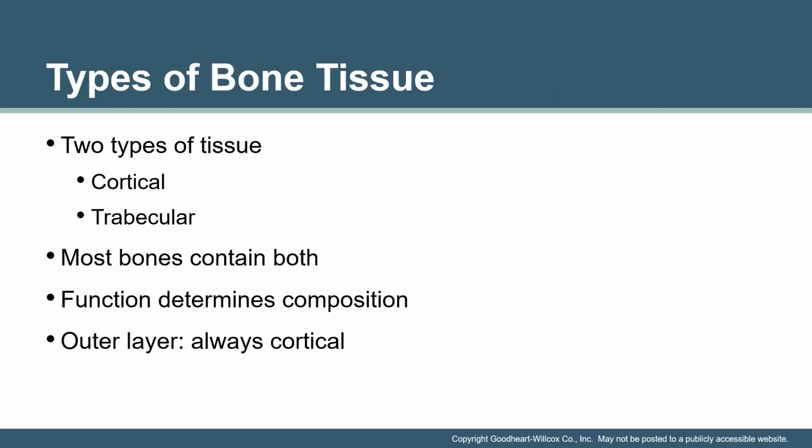For example, the long bones in the arms and legs are primarily composed of cortical bone, although they do have trabecular bone, more so in the ends. In all bones, the outer layer is composed of a hard protective cortical bone, with the spongy trabecular bone present to varying degrees.